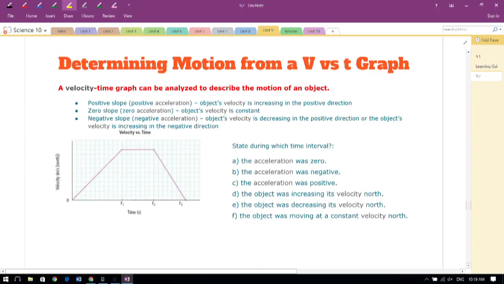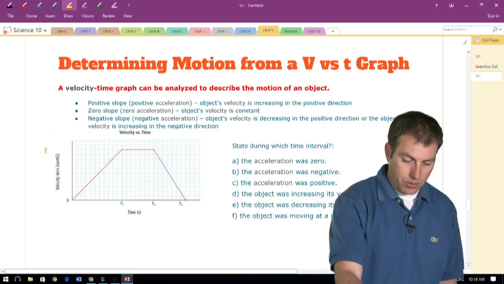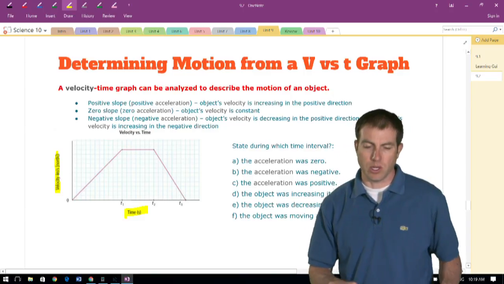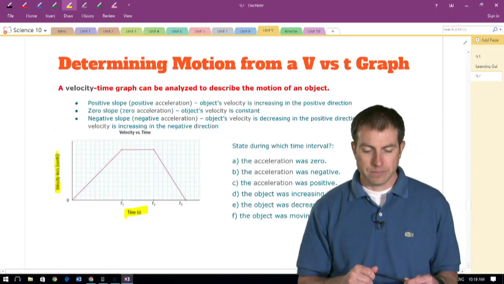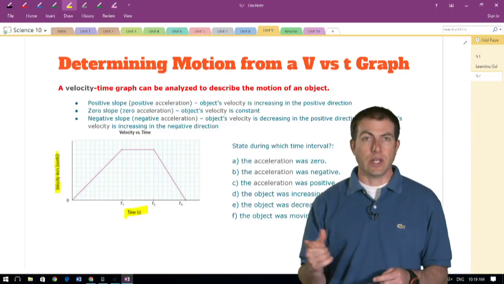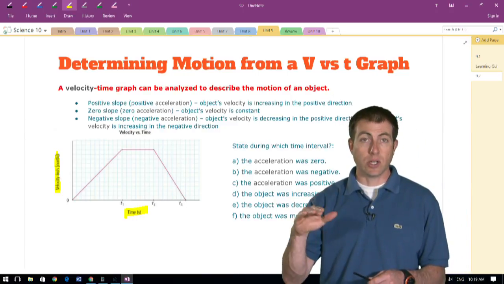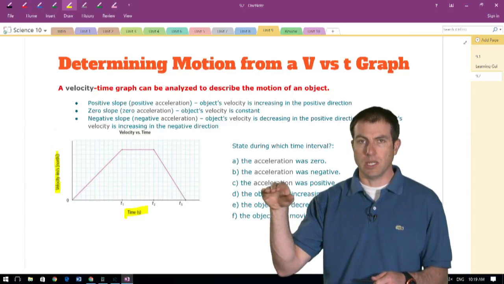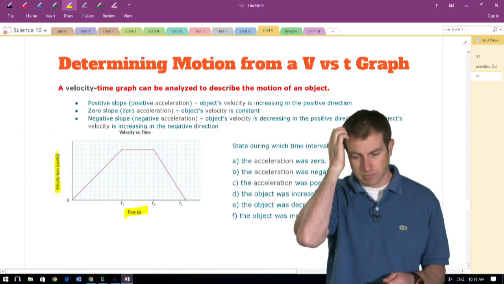All right, again, super important we identify what type of graph we're dealing with. So we have a velocity time graph. No numbers, but it's okay. We can kind of figure out what's going on relatively speaking. Positive slope, positive acceleration. Negative slope, negative acceleration. Zero slope, uniform motion, traveling at a constant speed. As time ticks on, you're still going the same speed.